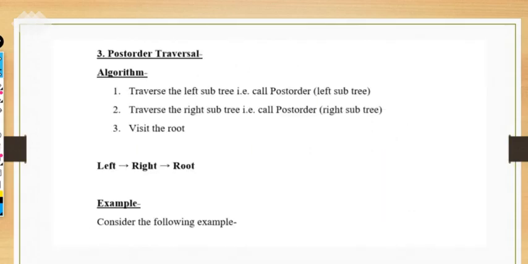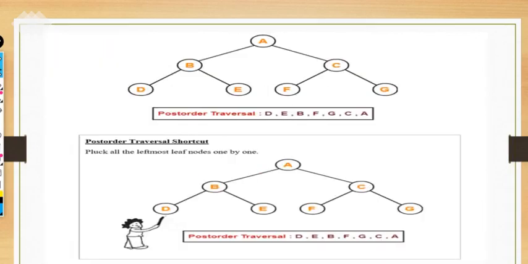Next we have postfix. Like the previous one, here we have the root last. So first you have to cover the left, then the right, and last you write the root. We will cover this with the help of an example. Here we are taking the same example. Start from here. First check, is there any left? Yes. Is there any left? Yes. Is there any left? No. Then come back here. Is there any right?